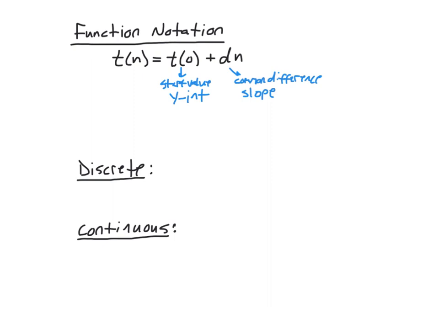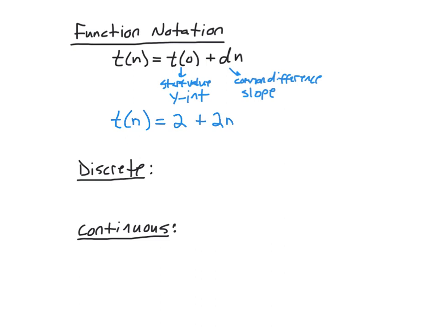And so we can create a formula, essentially, or a function based on the example from the previous page because we knew our t of 0 and we knew our common difference. And so if I write that out, it would look like the following. T of n is equal to t of 0, which was 2, plus our common difference, which we also found to be 2, times n.